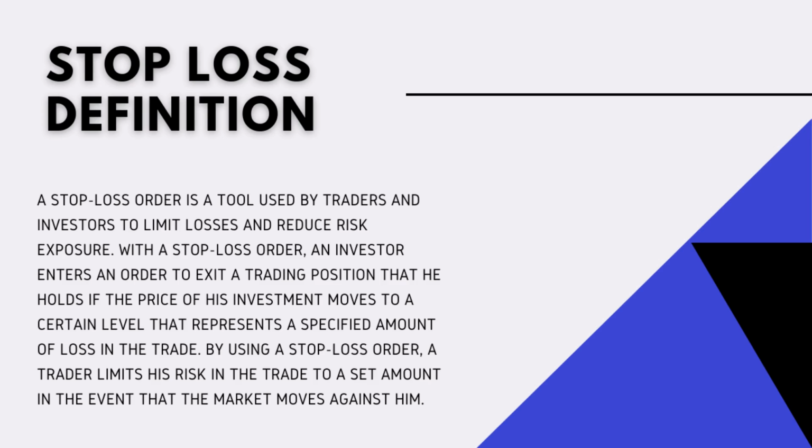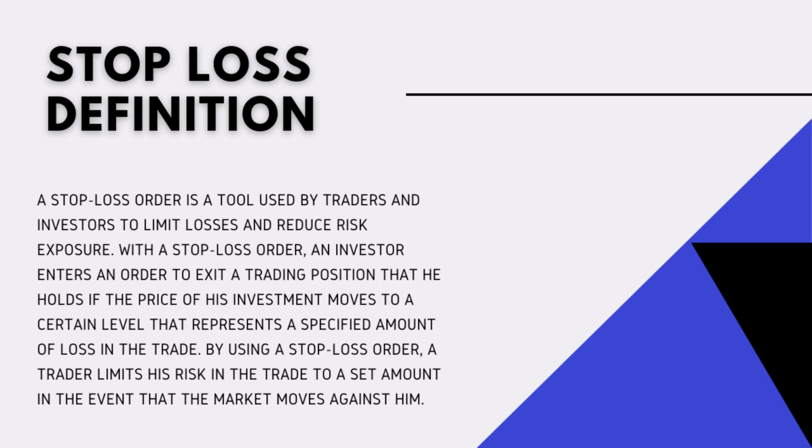First, let's talk about what is a stop loss order. A stop loss order is a tool used by traders and investors to limit losses and reduce risk exposure. With a stop loss order, an investor enters an order to exit a trading position that he holds if the price of his investments moves to a certain level that represents a specified amount of loss in the trade. By using a stop loss order, a trader limits his risk in the trade to a set amount in the event that the market moves against him.